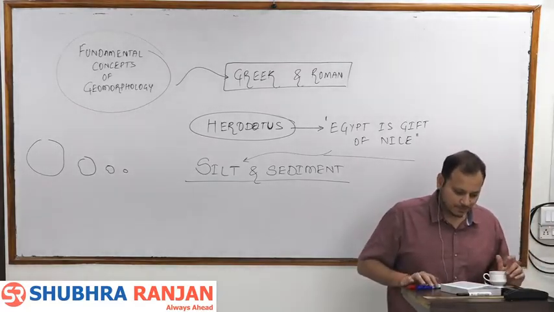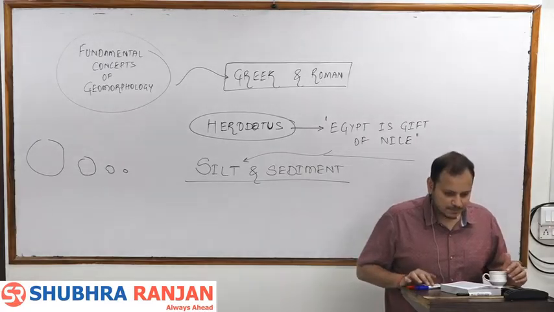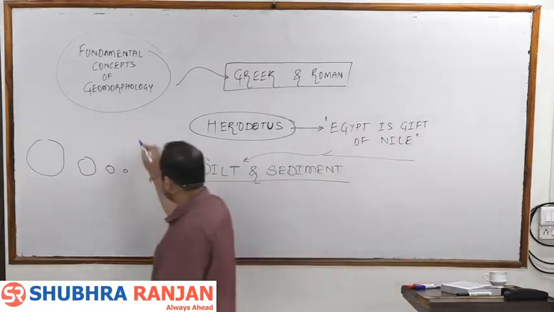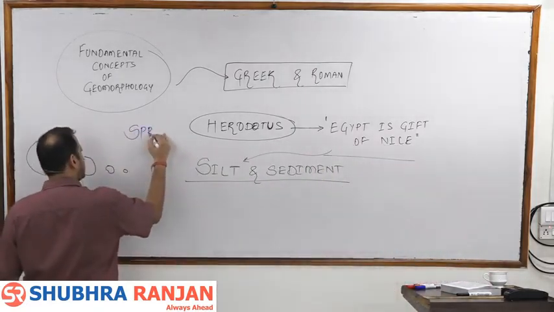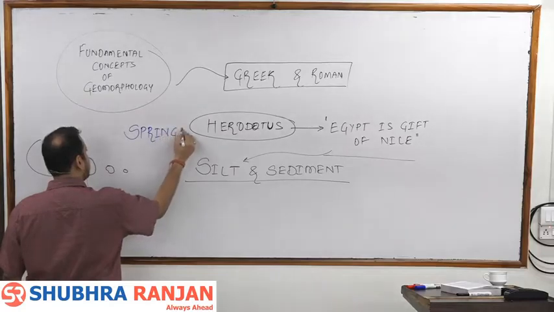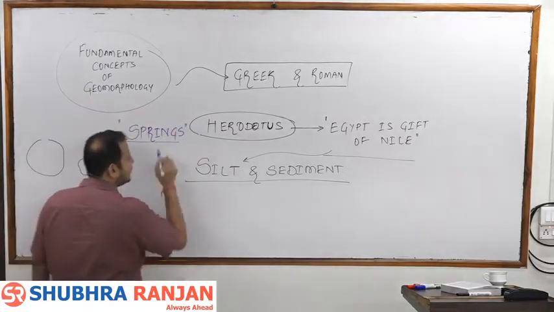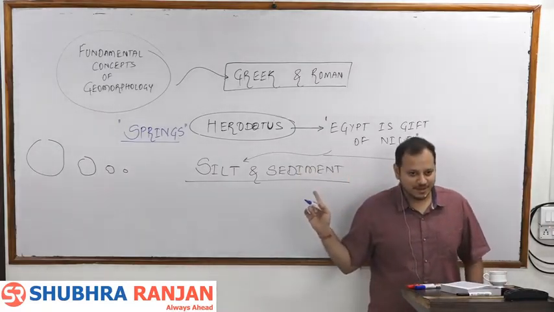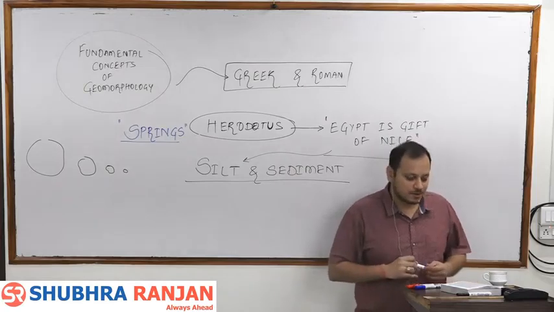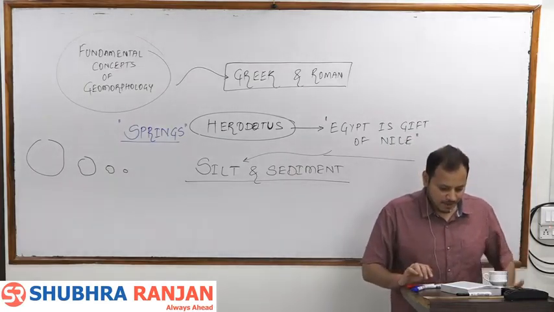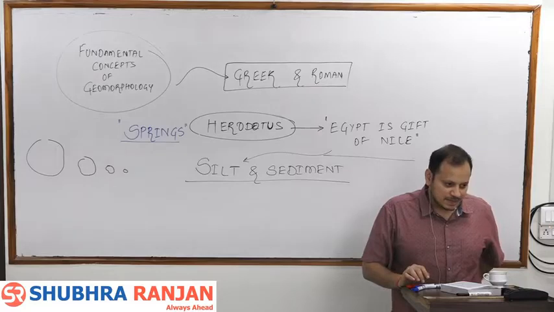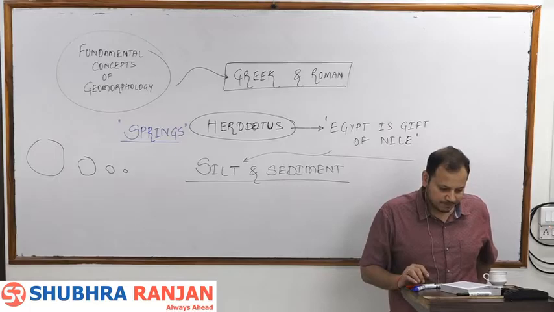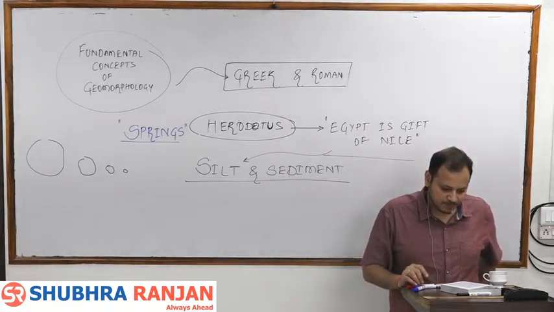Aristotle talked about the origin of springs. Remember, we are doing geomorphology, not climatology. So here spring means a stream of water, not the season spring. Getting it? It means water that is flowing. He talked about the origin of springs and explained the formation of the springs.